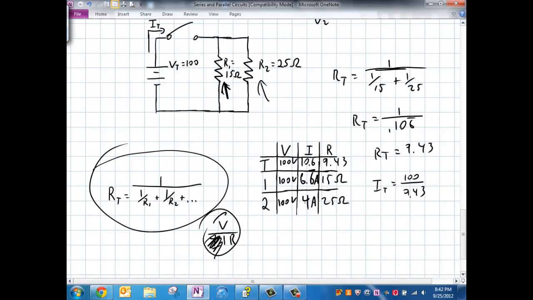Now in this case, if I add up these two numbers, my 6.6 and my 4, I get my total amperage. So in a parallel circuit, I want to have my amperage totaling up, and in a series circuit, I have my voltage totaling up. That's how you solve for series and parallel circuits.